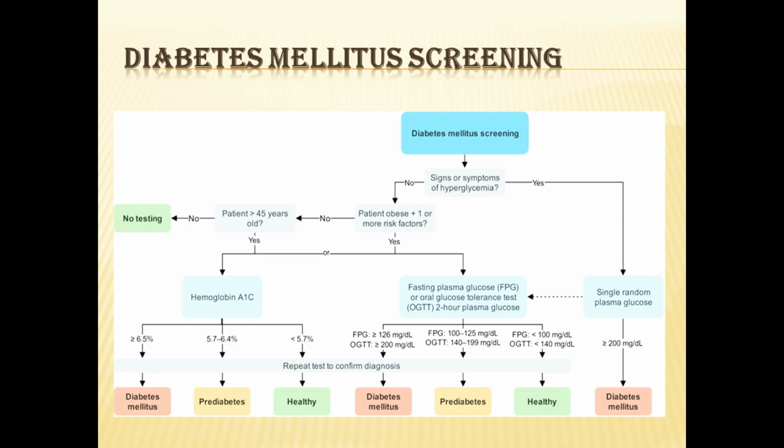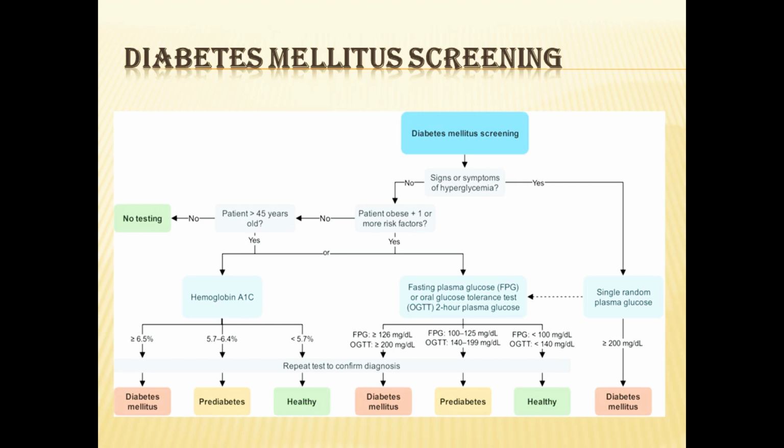If any risk factor is positive, then we screen them with a fasting plasma glucose or an oral glucose tolerance test, 2-hour plasma glucose. If the fasting plasma glucose is greater than or equal to 126 mg per dl, or the oral glucose tolerance test is greater than or equal to 200 mg per dl, we diagnose the patient to be diabetic.